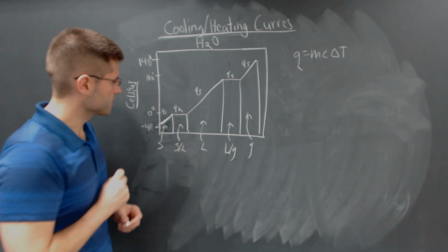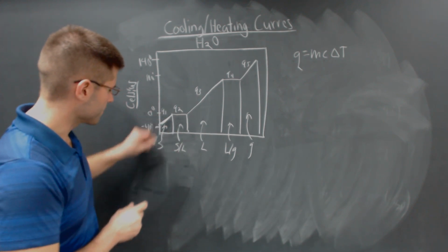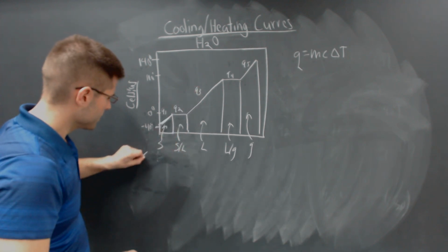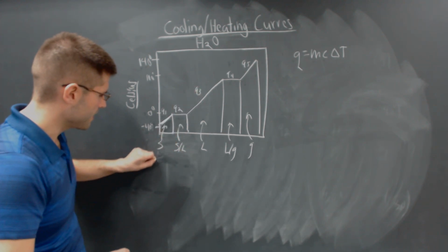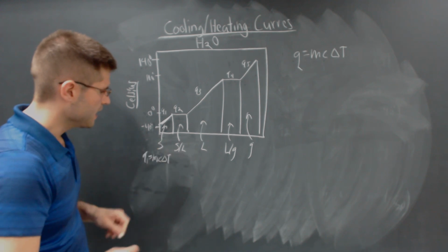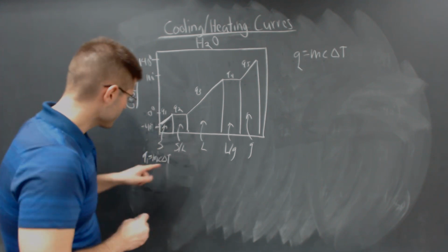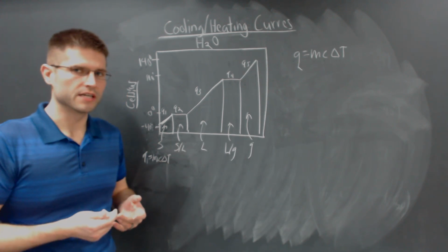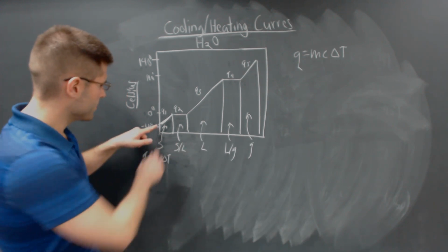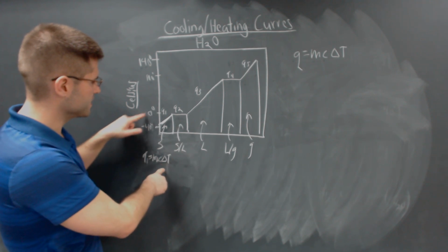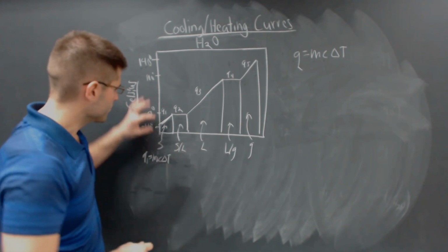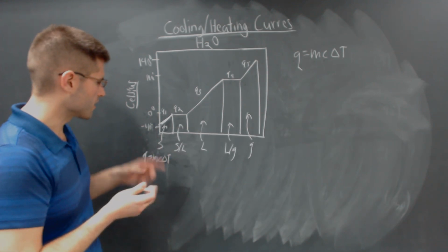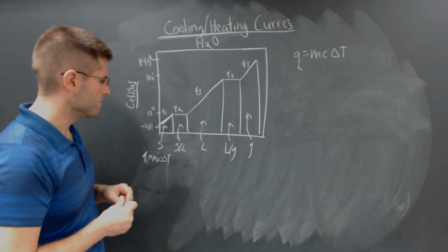So if I was looking at Q1 down here, I could use that equation. Q1 is equal to mc delta T. I could measure the mass of my water. I could figure out what the specific heat capacity of water is. I just looked that up in a table. And then I can multiply by the change in temperature. In this case, it would be 0 minus negative 40. So that is how much heat would be absorbed by the solid water for Q1.